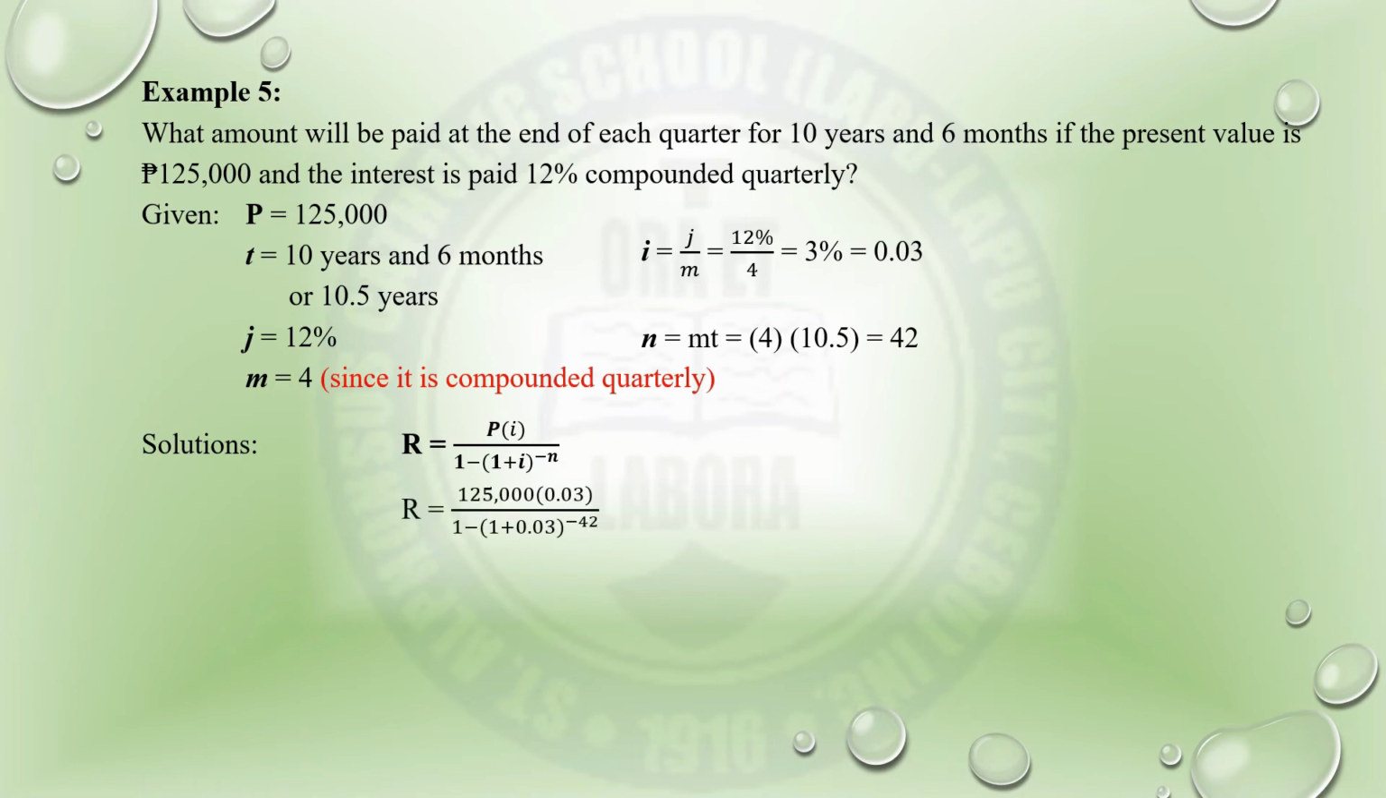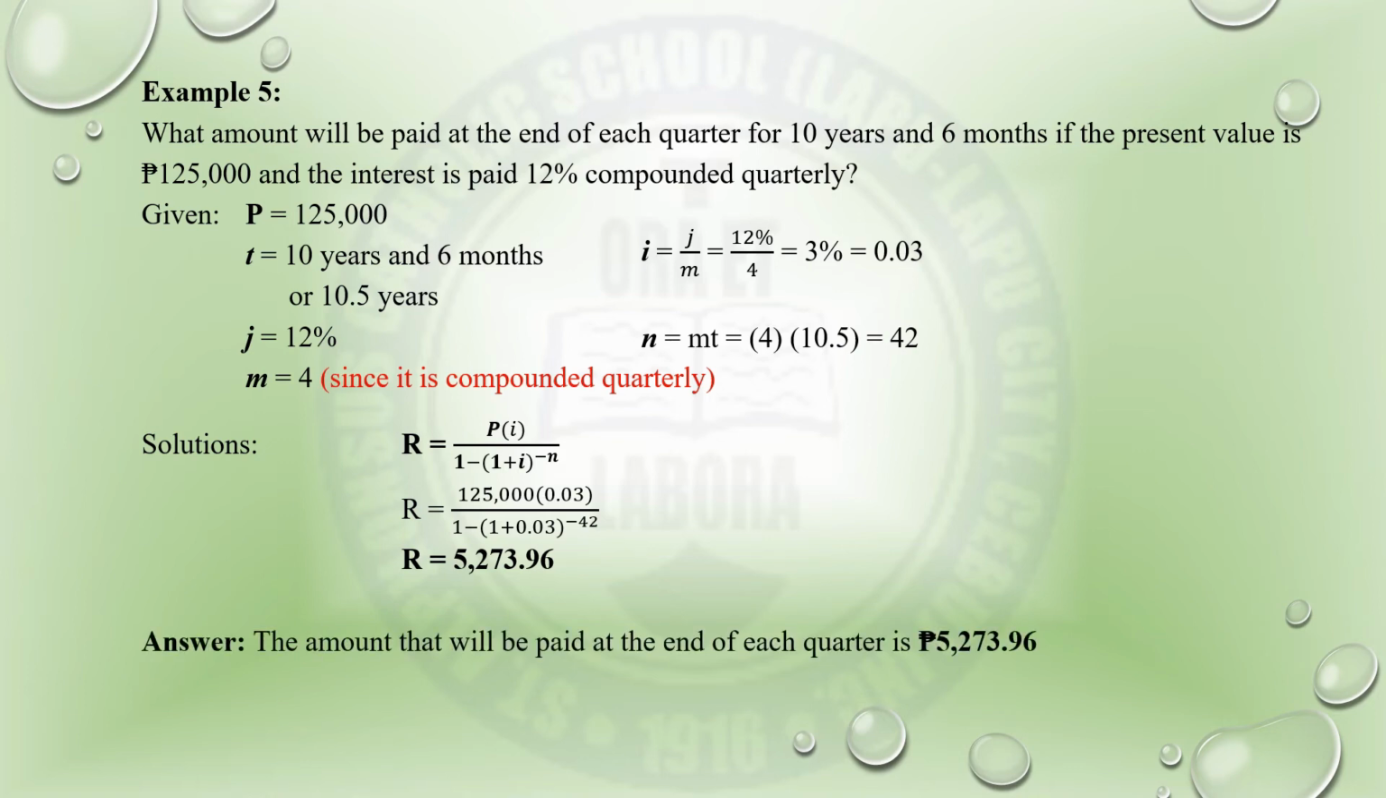So substitute the values of our variables in our formula. We have 125,000 times 0.03 divided by 1 minus the quantity of 1 plus 0.03 raised to negative 42. We simplify them further, and the result would be 5,273.96, or the amount that will be paid at the end of each quarter is 5,273 pesos and 96 centavos.